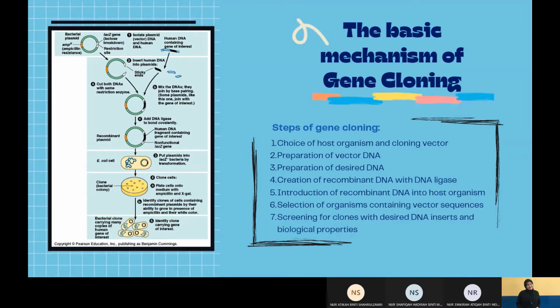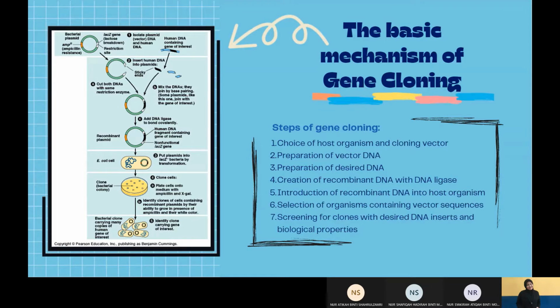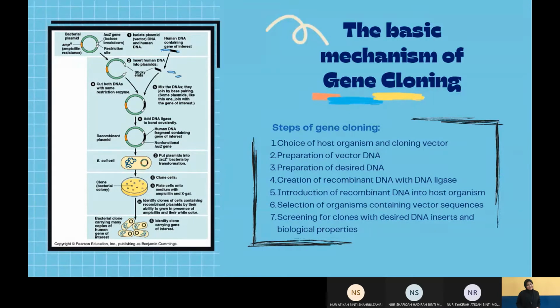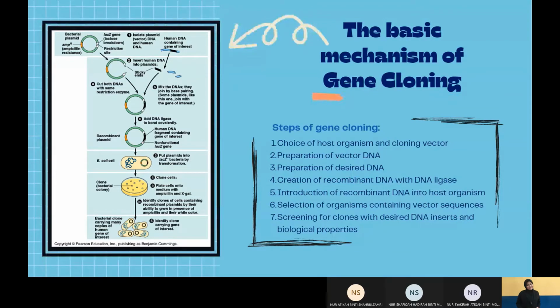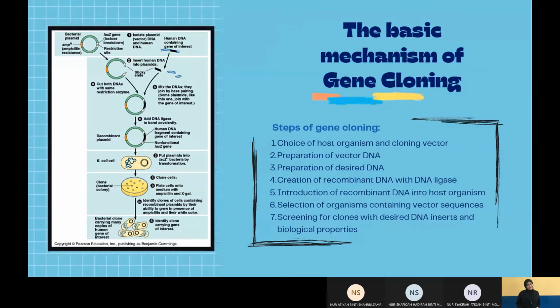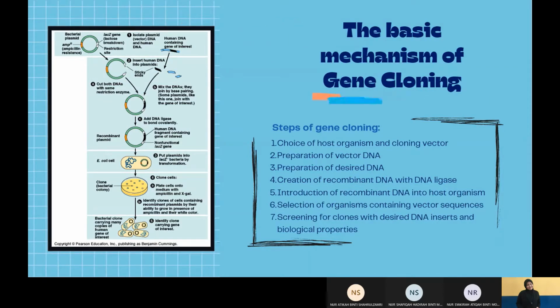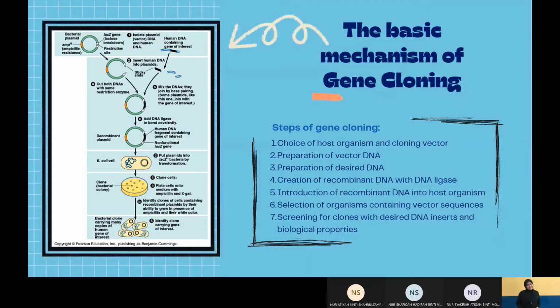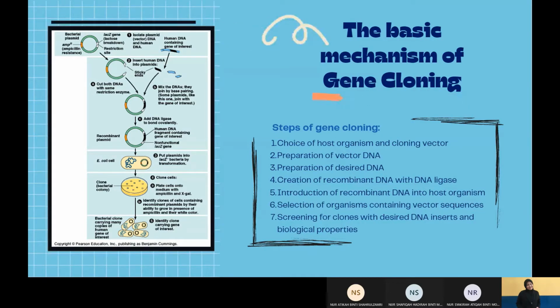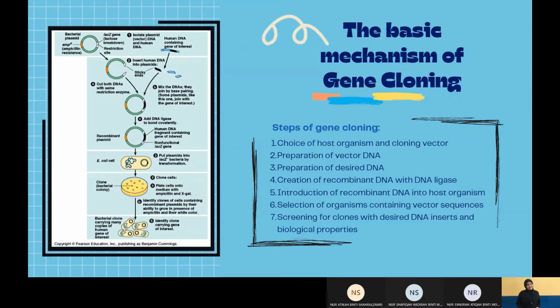Next is the preparation of vector DNA and preparation of the desired DNA. The vector DNA usually used is the plasmid taken from the bacteria that contains the ampicillin and the LAC-Z gene, while the desired DNA is the DNA containing the gene of interest. Both of the components, the plasmid and the gene of interest, are cut with the same restriction enzyme, leaving them with sticky ends.